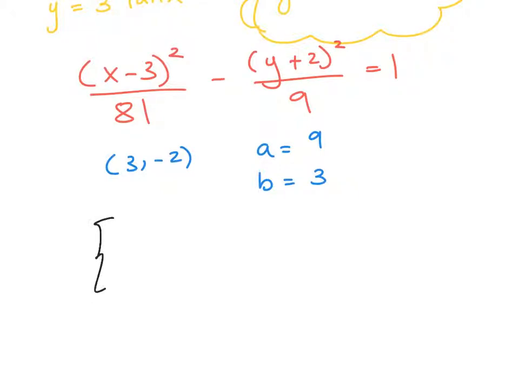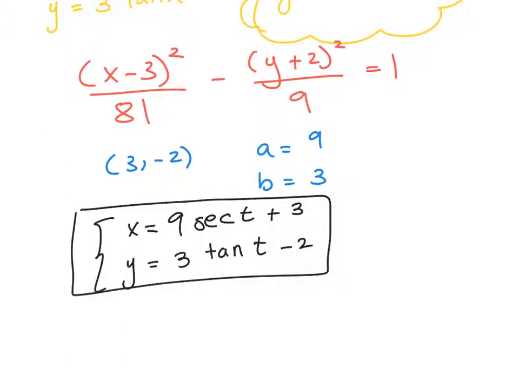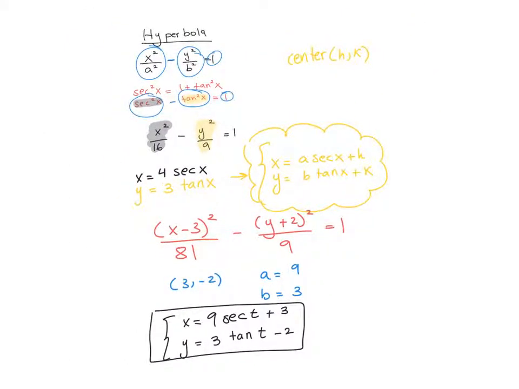So x is equal to a secant t plus 3, which is the x value of the center, and y is equal to b tangent t plus the y value of the center, which is minus 2. So that's the equation. Now I hope that this video was helpful. We were able to write parametric equations of linear functions, quadratic functions, circles, ellipses, and hyperbolas.